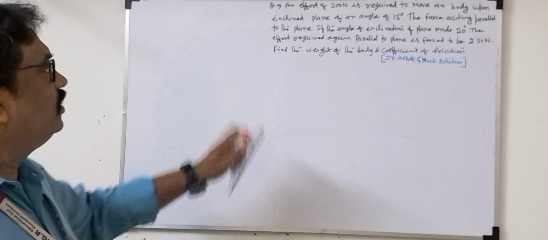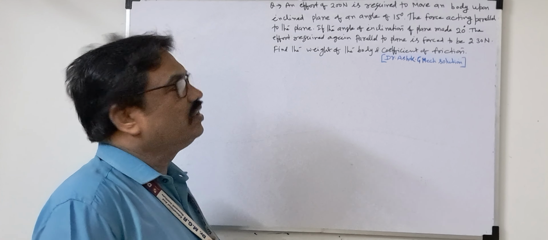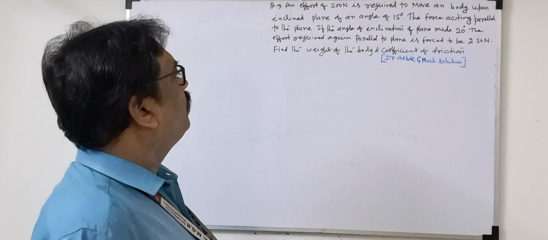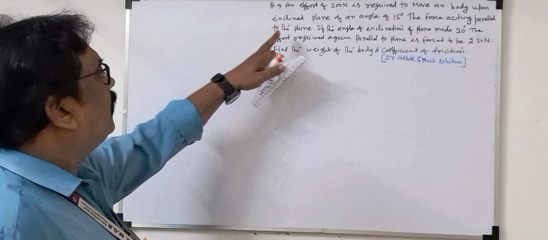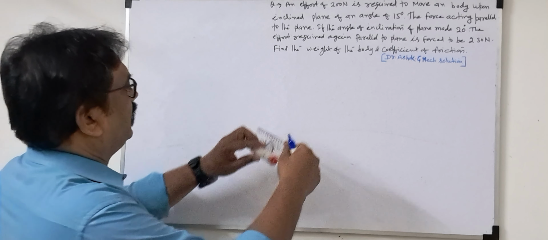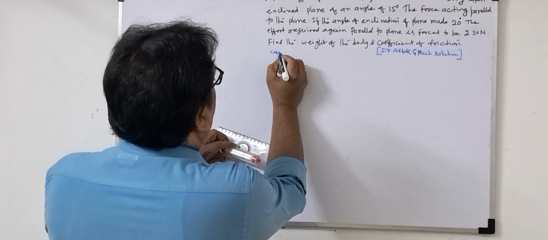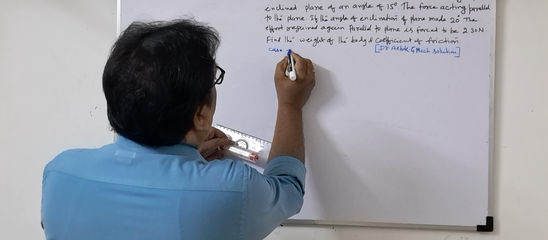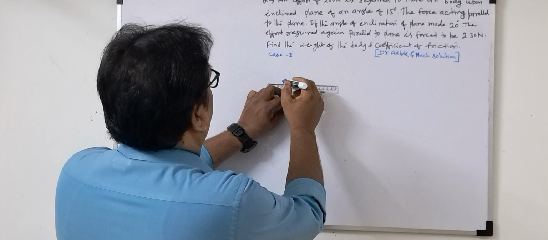So here this question belongs to friction. What is the question given here? An effort of 200 Newton is required to move a body upon an inclined plane at an angle of 15 degrees. So first, case 1. What is given in case 1? I will draw the diagram.